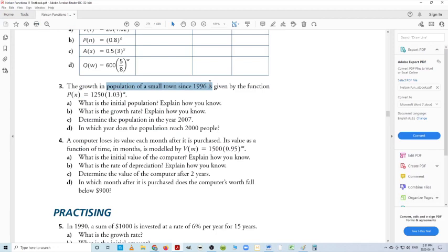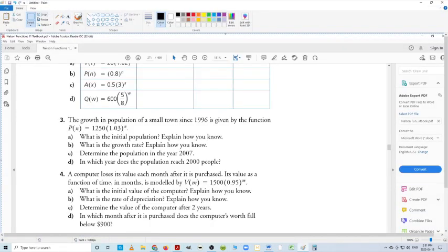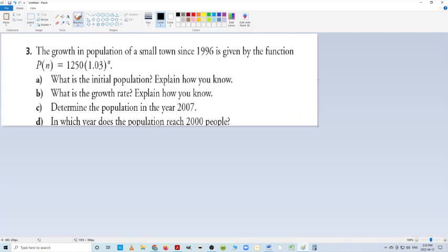Here's a small town, starts in 1996, given by this function. First of all, always figure out what the population is when n is equal to 0. That's easy because this will always become 1, which means the population starts at 1250. Is it going up or down? Is it a growth or a decay? That's over 1, so it's going up. So I've answered A by accident. A says, what's the initial population? That's when this is 0. If that's 0, that becomes 1. Anything to the 0 becomes 1. And anything times 1 is going to be that. So the initial population is 1250.